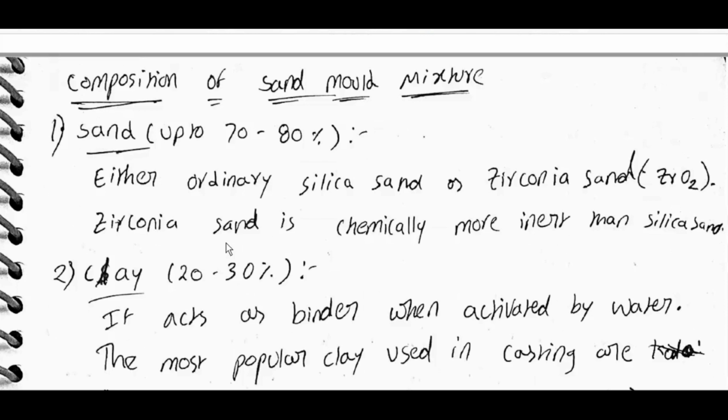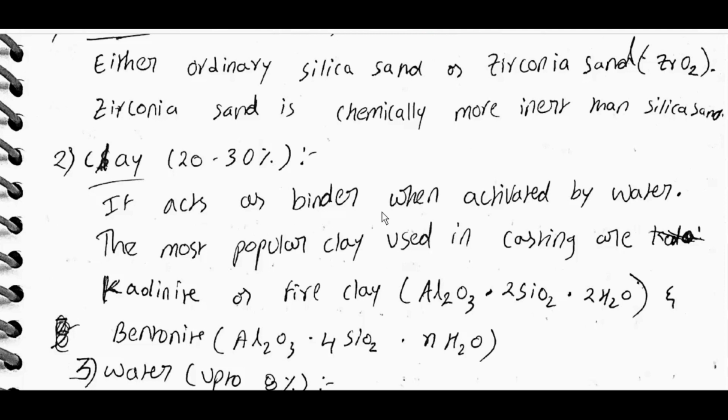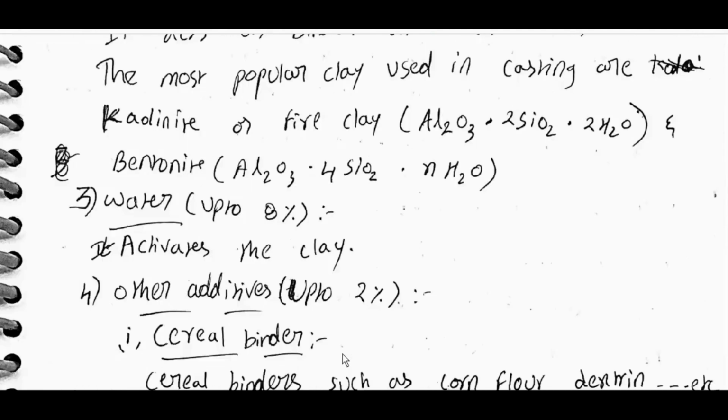Composition of sand mold mixture: sand up to 70 to 80%, either ordinary silica sand or zirconia sand ZrO2. Zirconia sand is chemically more inert than silica sand. Clay 20 to 30% acts as binder when activated by water. The most popular clays used in casting are kaolinite or fire clay Al2O3 2SiO2 2H2O, and bentonite Al2O3 4SiO2 nH2O.